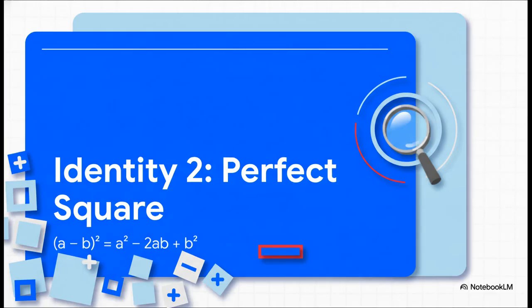Now, our second identity is pretty much a mirror image of the first one. This time, it's for the square of a difference, a minus b squared. The structure is almost exactly the same, but look closely. There's one tiny but super important change. That middle term is now minus 2ab. That one little sign change is everything.